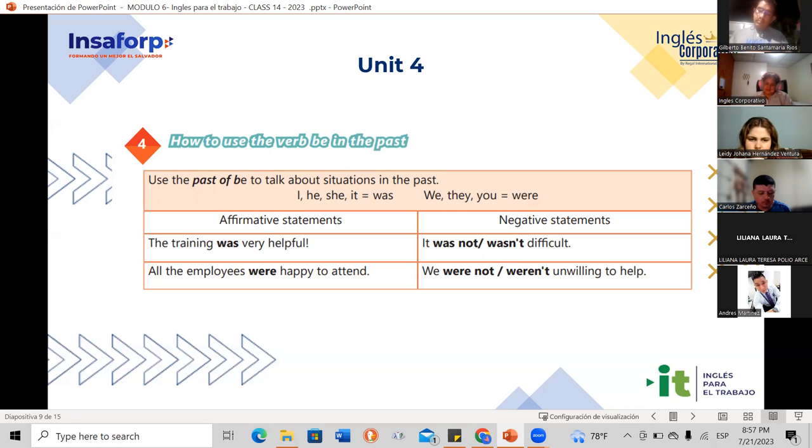For example, another example could be: were you willing to learn in your first training at work? ¿Estaba dispuesto a aprender en tu primer training, en tu trabajo? Were you willing to learn in your first training at work? That is one example.